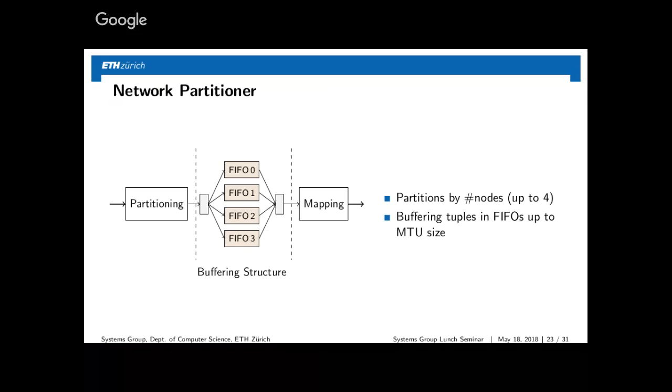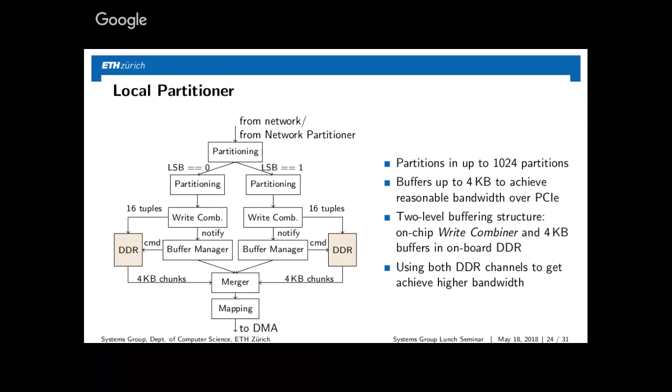And this mapping module essentially knows which partition has to go to which node. So it just keeps a table with this mapping. That's pretty straightforward. Then the local partitioner is more complicated because now we want to support 1024 partitions, and this much higher fan out means that we have many more random writes to the memory. And since we are attached over PCI, these random writes don't perform well.